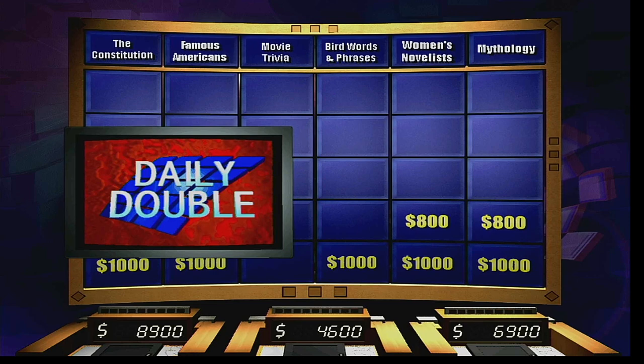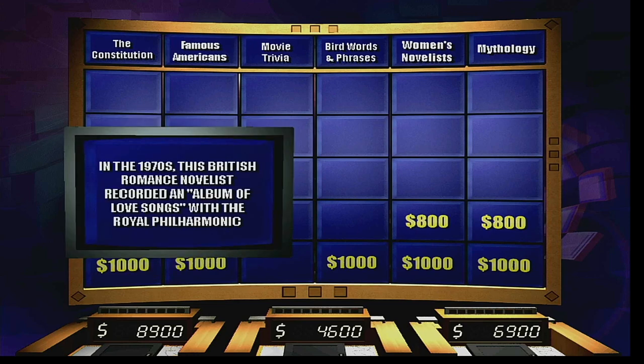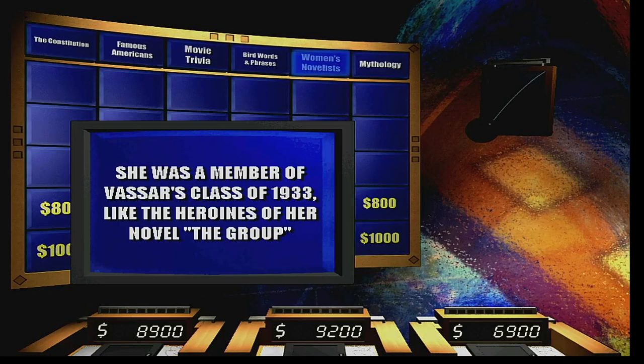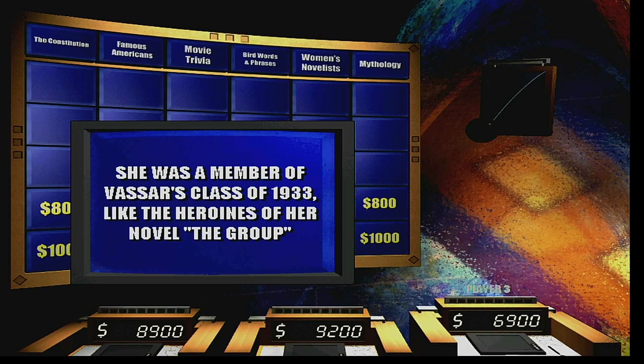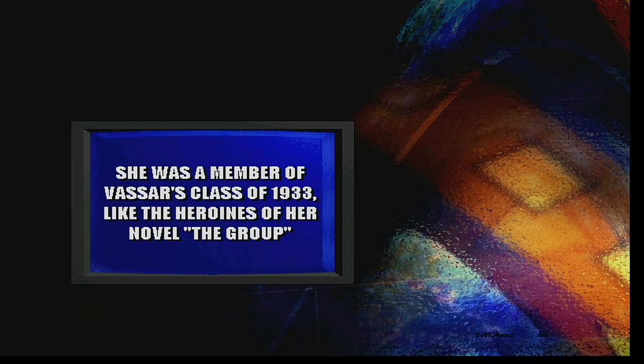Going all in. In the 1970s, this British romance novelist recorded an album of love songs with the Royal Philharmonic. Who is Barbara Cartland? I believe that's correct. Right. She was a member of Vassar's class of 1933, like the heroines of her novel, The Group. Player three? Who is Mary McCarthy? Yes.